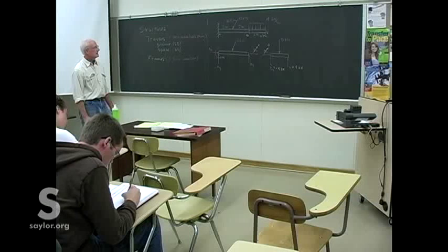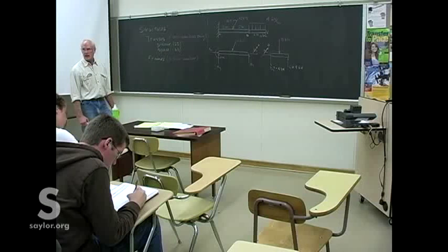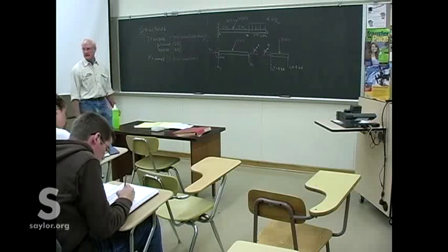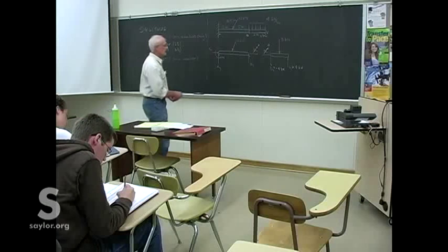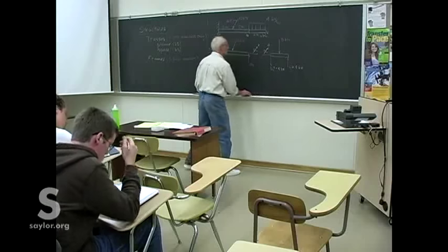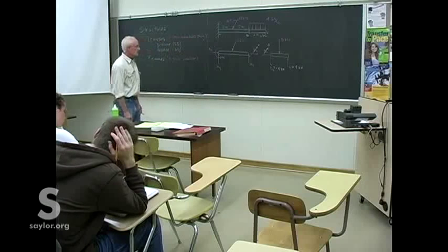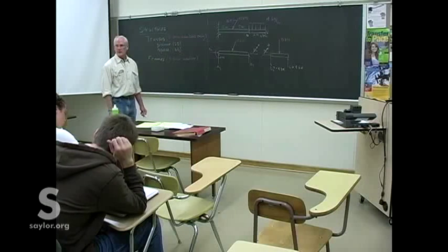Which makes sense. If we didn't have the AB part of the beam there, then the B end of the little part would fall down, so it's got to be pushed back up. All right, so we can solve then the other part.